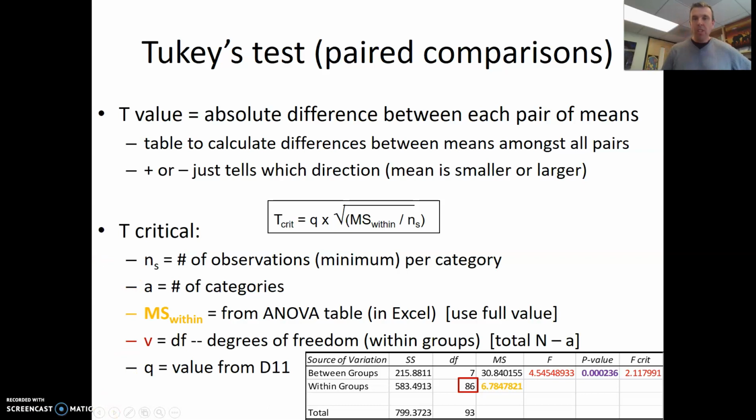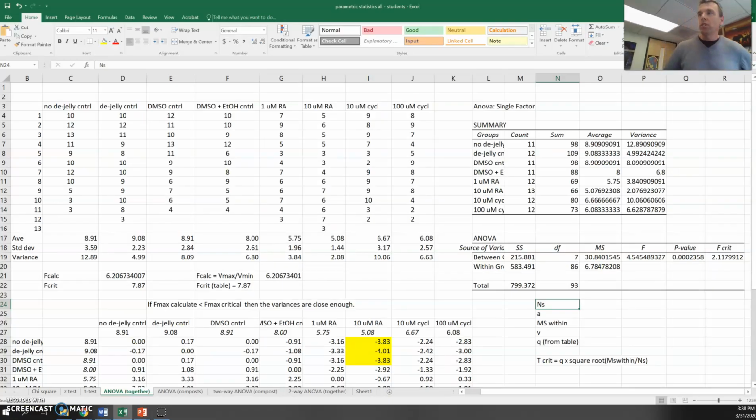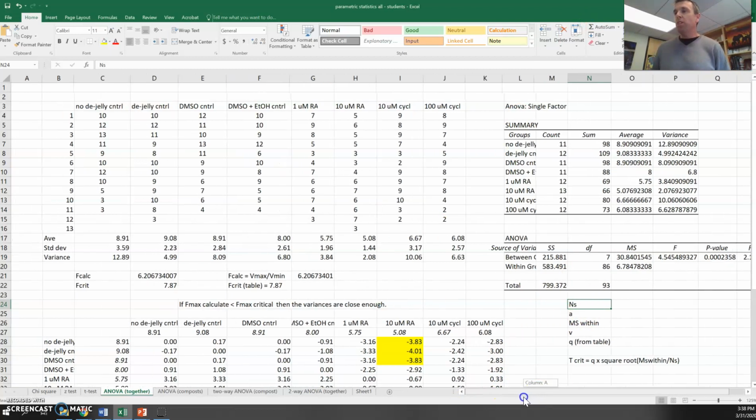So let's take a look at this on the Excel file. Let's go back to our Excel file and look for these things. Remember, NS is the minimum number of replicates amongst our groups. We can see here that some of my groups have 13 replicates, but the minimum is 11. So NS in this case is going to be 11.